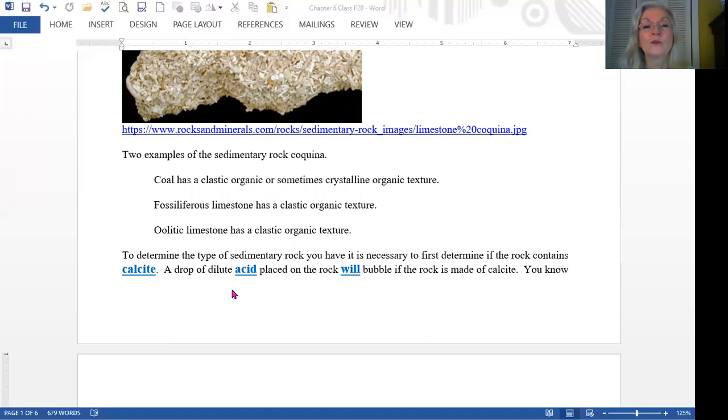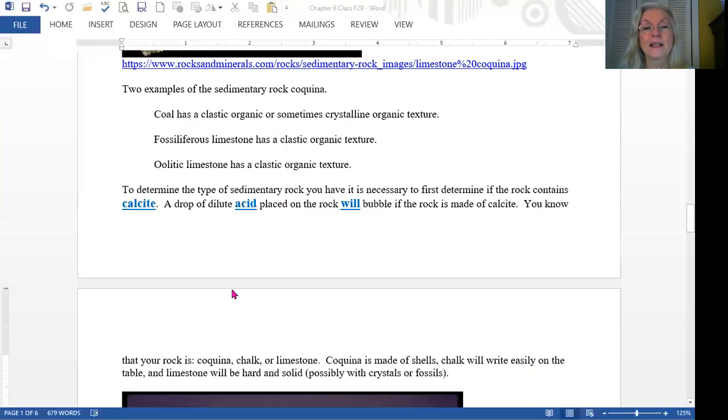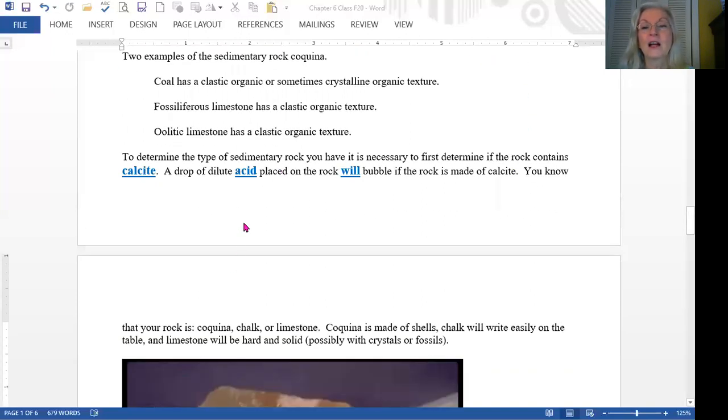So one of the tools we'll use in lab will be acid. You'll have a bottle of probably hydrochloric acid on the table. You want to be careful with it. We'll talk about it more at lab time. You can take a drop of that acid and place it on the rock. If it bubbles, that means your rock has calcite in it.